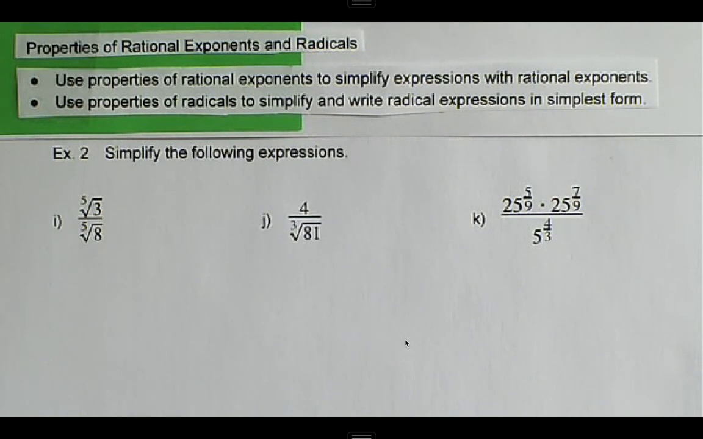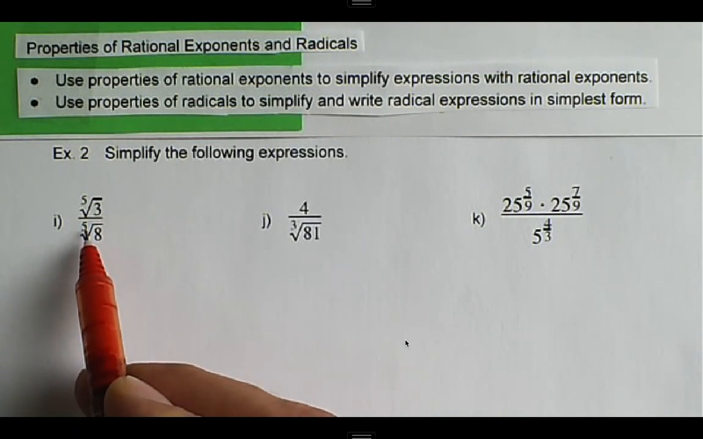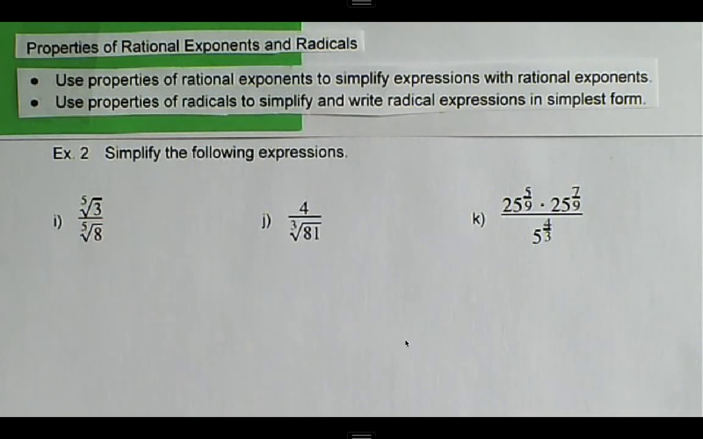about properties of rational exponents and radicals. And we're trying to simplify the following expression. In this case, we're talking about both rational and radical expressions. And so for the first one here, we have the fifth root of 3 and we have the fifth root of 8. Neither one of these can be simplified any further without manipulating a little bit.